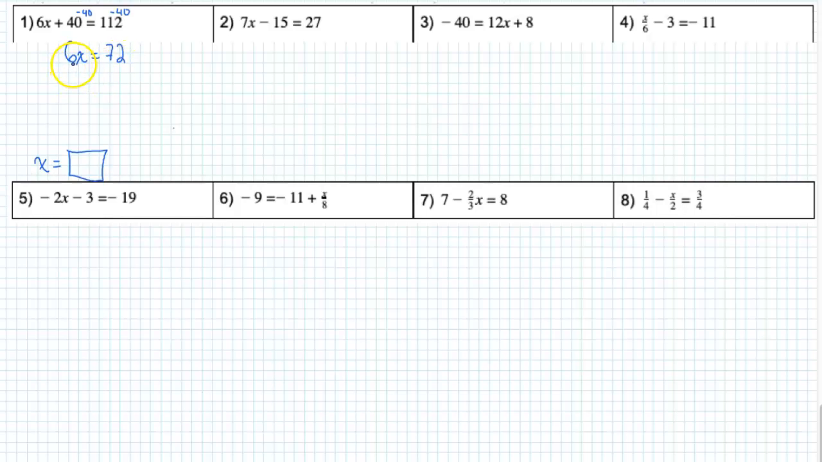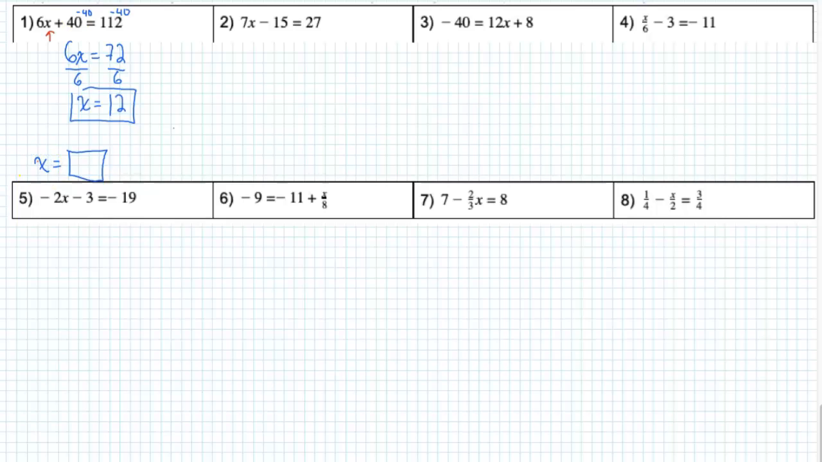It's always best to do it with mental math if it's a number that you're comfortable with. Now I have 6 times x. I need to undo the multiplication so that I end up with x. So I'm going to divide both sides by 6, and now I get x is equal to 12. How do I know that's correct? Well, I can substitute. If I substitute 12 back in here, 6 times 12 is 72, plus 40 is 112, so that works.